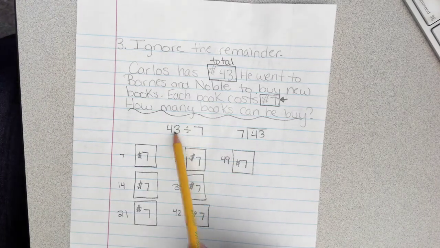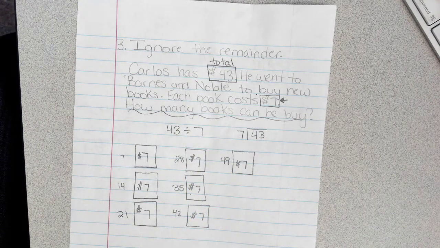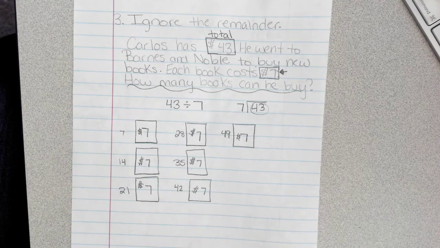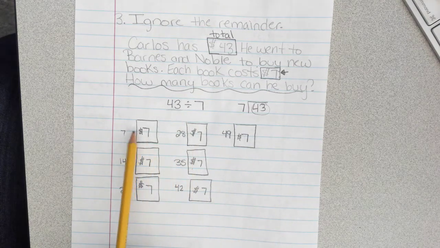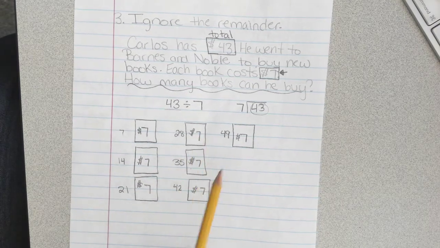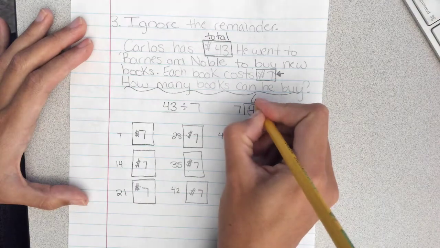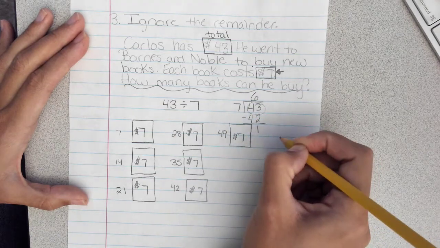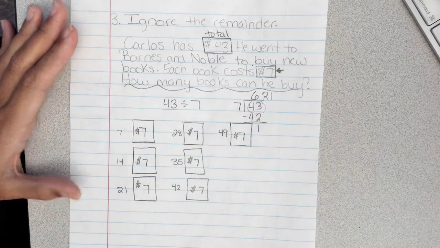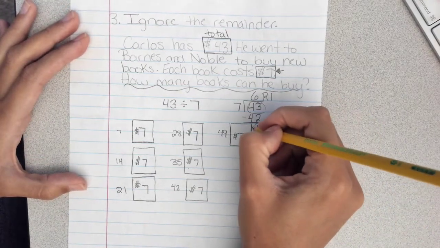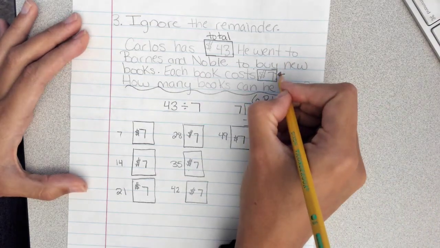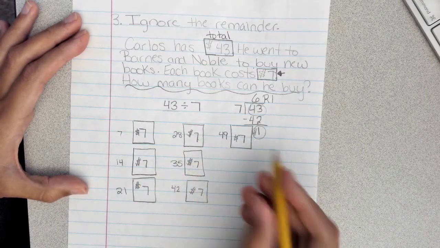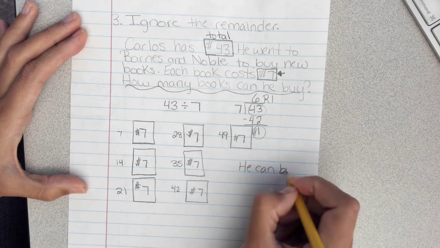All right, so now I have a number that's bigger than 43. So I need to look at this and see if he has $43, how many books is he able to buy? So how many equal groups of 7 do we have without going over 43? 1, 2, 3, 4, 5, 6 groups. And then you can see how much money he has left over by subtracting. He'll have $1 left over, remainder of 1. But with that $1, is he going to be able to buy a book? No, because our books cost $7. So our answer to how many books he can buy: 1, 2, 3, 4, 5, 6. He can buy 6.